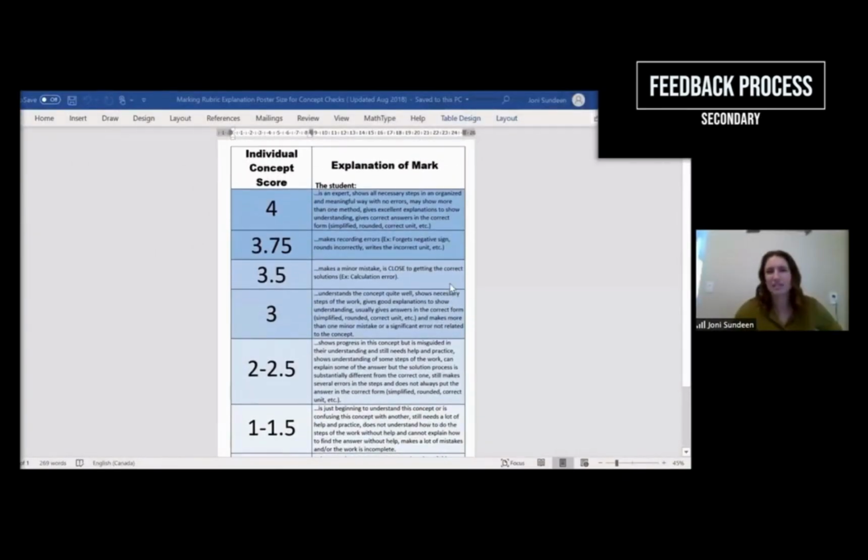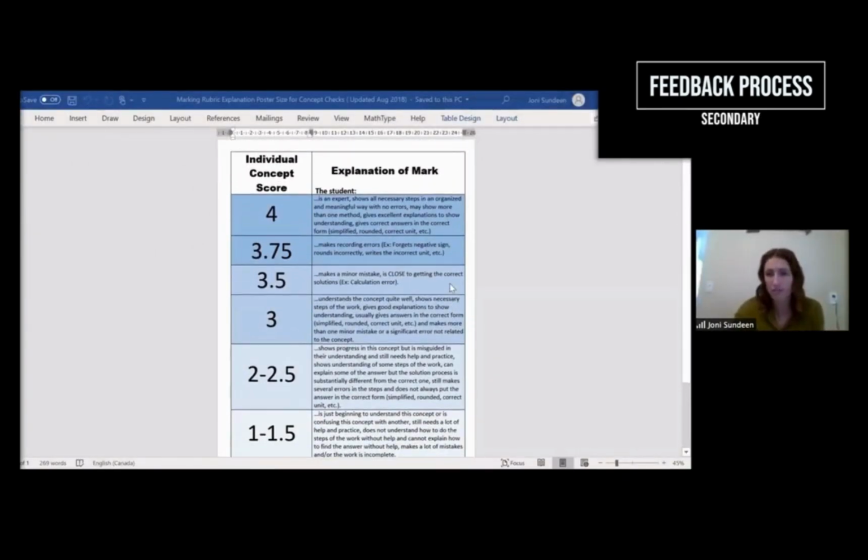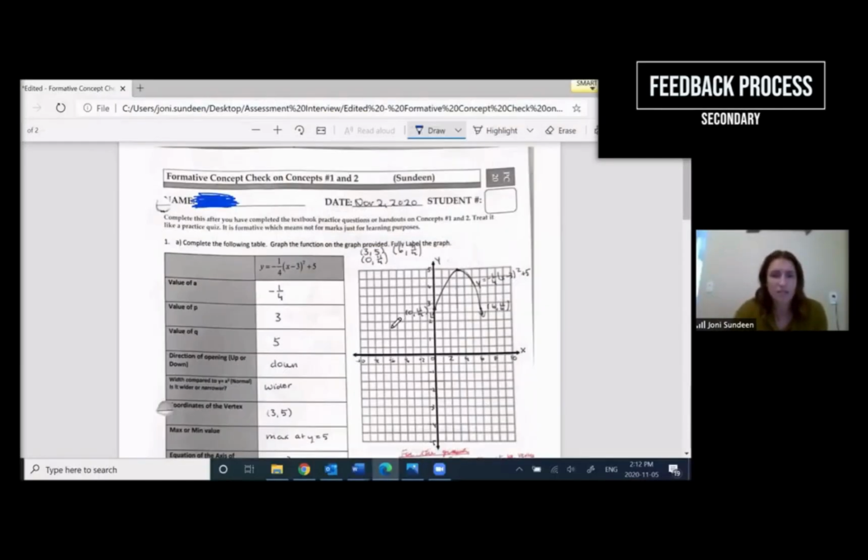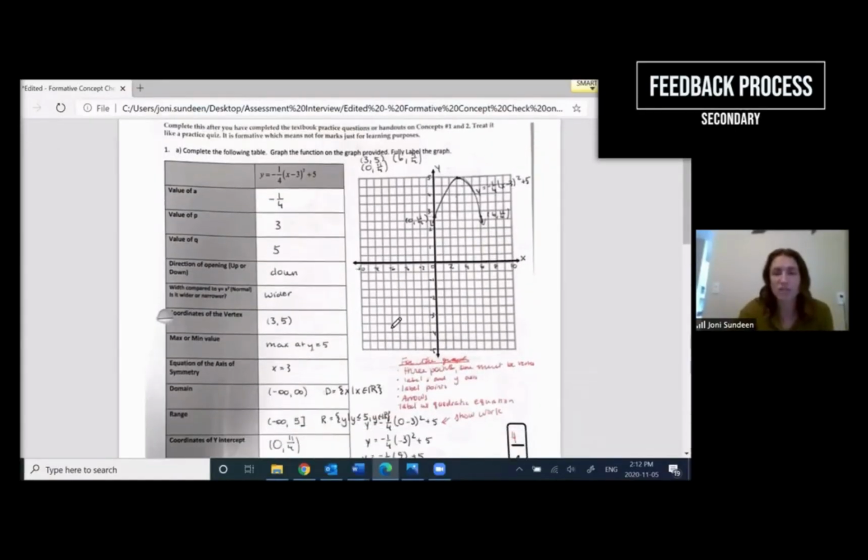Okay, so again, I've taken the whole course. So say Pre-Calculus 20 I'm teaching right now, and I've broken it down into concepts. Maybe I'll show that. Okay, so here is an example of a student's concept check. So this is formative. This would be like a practice, I always tell them.